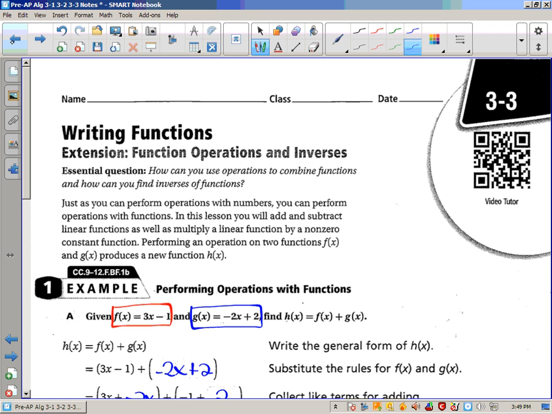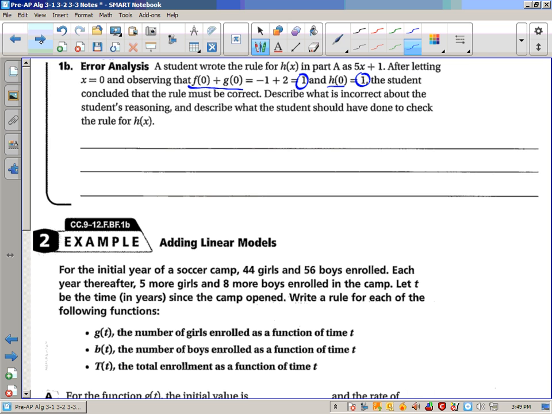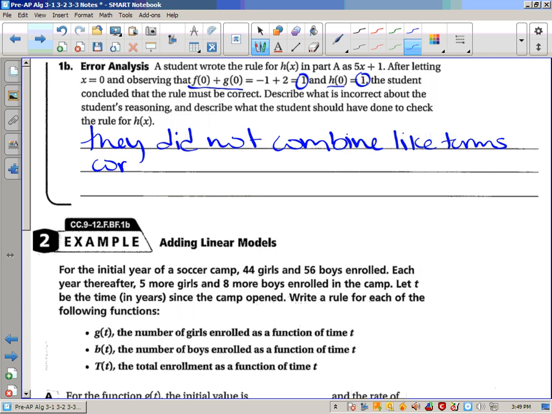But if you look here, we got x plus 1. They got 5x plus 1. Where do you think they got the 5x? Well, they probably didn't carry the negative with the negative 2x, so they didn't combine like terms correctly. Okay?